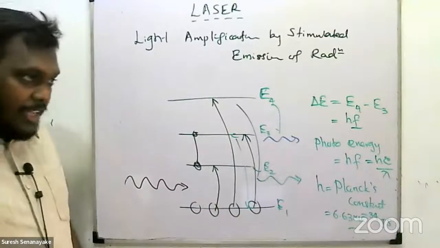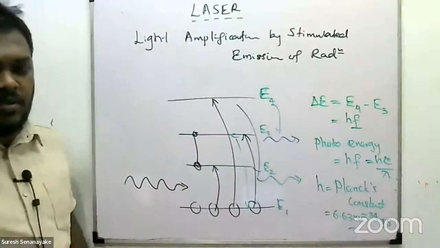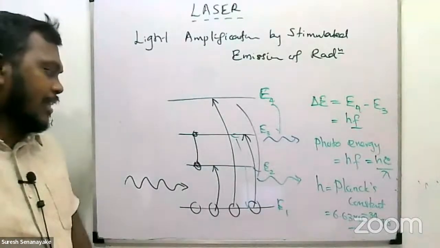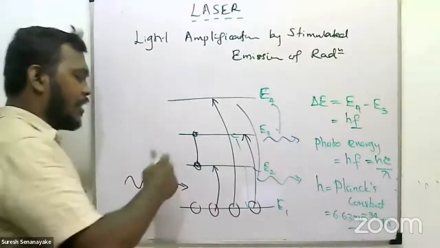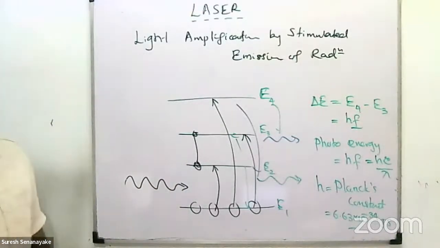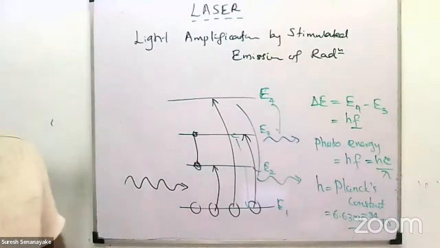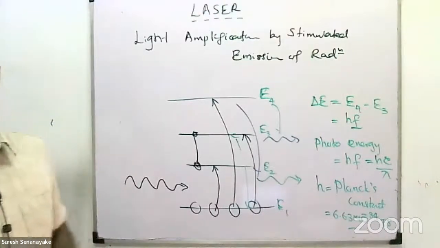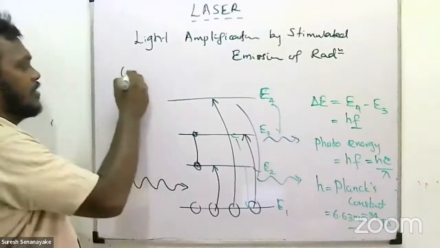In the laser medium, we need to do this. Not all mediums behave as a laser. If you want to make a medium into a laser, you need these particular levels. We call these levels metastable levels. We'll discuss them later. And then laser light is more coherent.